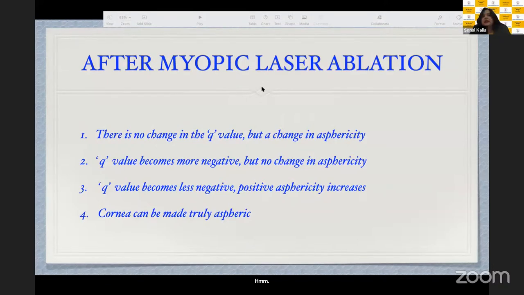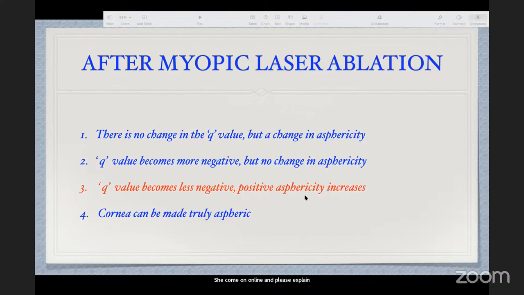So the answers are there in the chat box. I think Rohan Agashe has given the right answer. Ayushi Verma gave the answer first, C. Okay, so Ayushi Verma has given 3: the Q value becomes less negative. Why? Ayushi, come online and please explain.